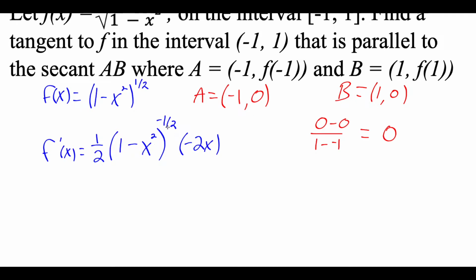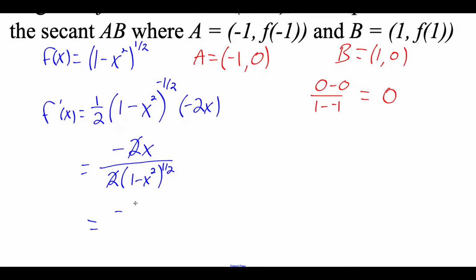Now I'm going to simplify this down a little bit. I don't like having that negative exponent, so I'm going to put that on the bottom of my fraction with the 2. Across the top, we're just going to have the -2x. So this is going to say -2x over 2 times 1 minus x squared to the 1/2 power. We can cancel out these 2's on top and on bottom. So then we're left with -x over 1 minus x squared, all to the 1/2 power. Now we could rewrite this 1/2 as a square root, but it's not necessary to do.